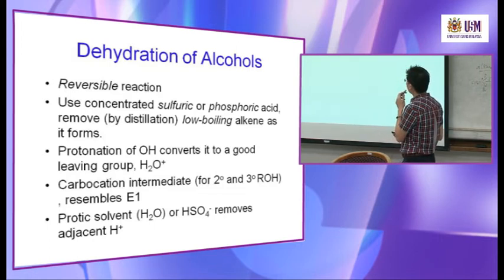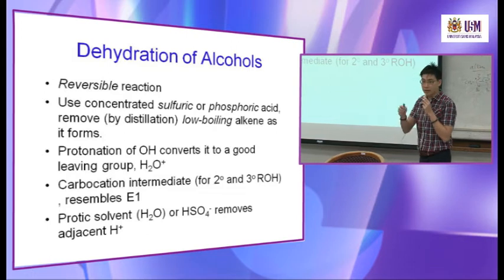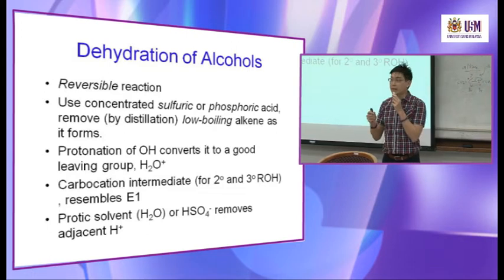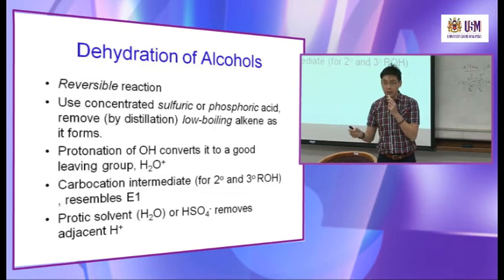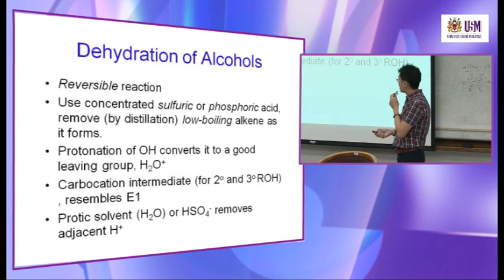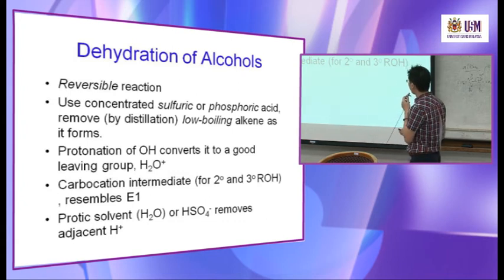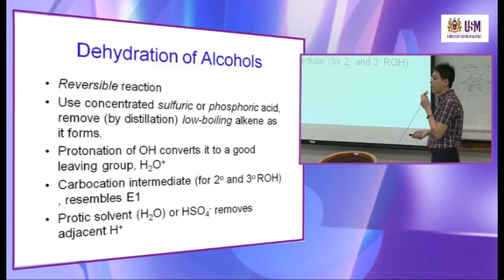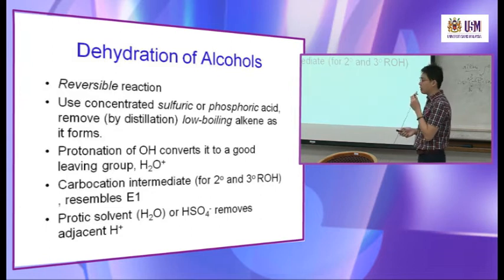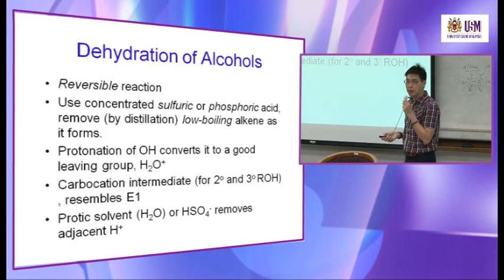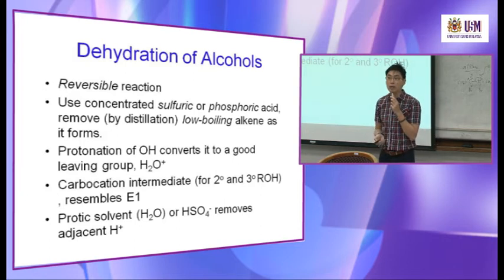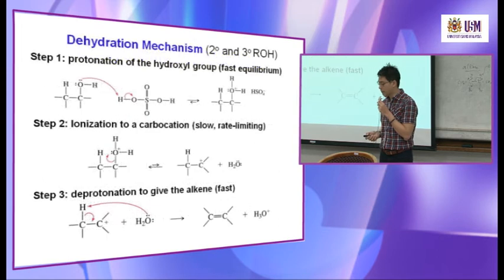Okay, because this reaction is a reversible reaction. And the side product is water. Okay, if you can remove the water following the Le Chatelier principle, you will get more product, alkene. Okay, let's see. So carbocation intermediate for secondary and tertiary alcohol. Okay, for the primary alcohol, it's also possible to use HCl, but there will be E2 reaction. Okay, so let's give a revise.